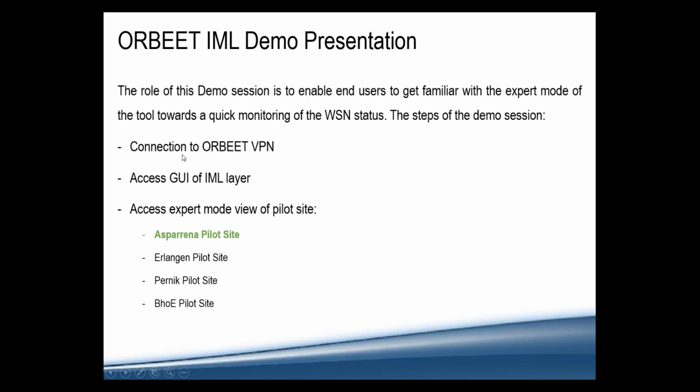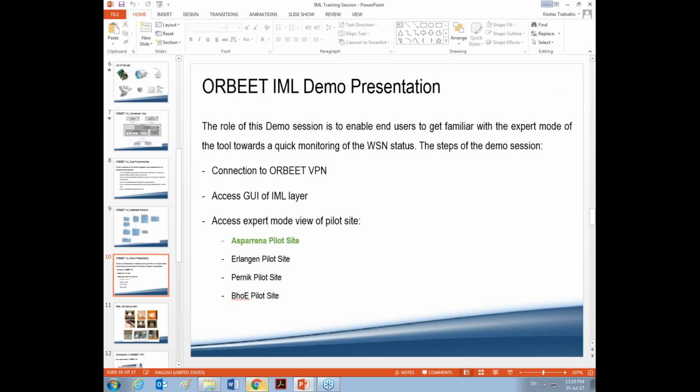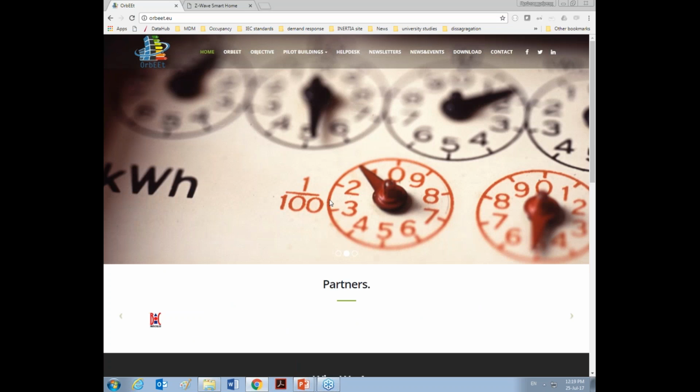So we are now going to connect to the OrbEEt VPN network, so we have a secure network in order to avoid external connections to our system. We are going to get connected to a pilot site, the Asparena pilot site, to the gateway that's placed there. And we're going to have a view on the GUI of the IML layer in order to monitor the status of the system.